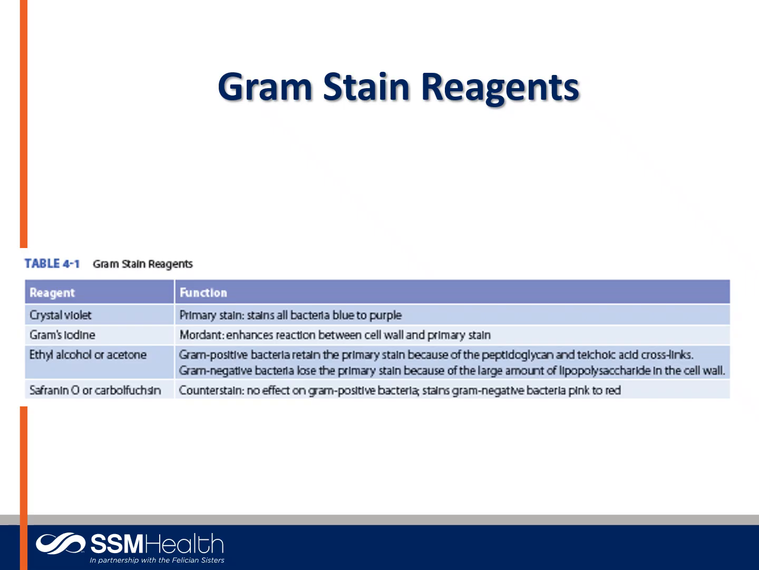The gram-negative bacilli loses the primary stain because of a large amount of lipopolysaccharides. Okay. Once again, we're going to jump into that a little bit more. And then your counter stain is typically safranin, and it will have no effect on the gram-positive bacteria because they never lost their color of the crystal violet, okay? But it allows for the staining of your gram-negative bacteria, and they're going to be pink to red.